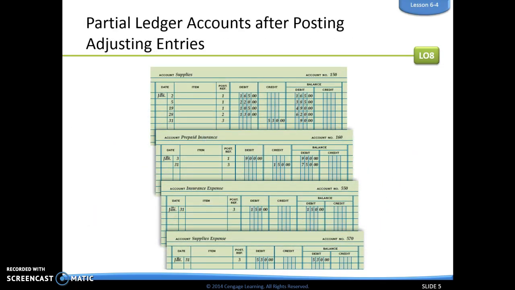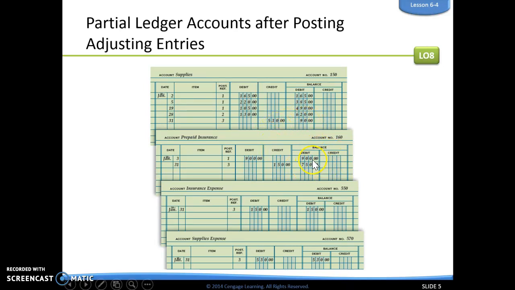Here they're showing us then what our ledger accounts are going to look like after we're done posting those adjusting entries. So when we look at supplies, notice how when we first did our worksheet, supplies said that we had a balance of $620. Now, after we've done that adjustment, our supplies now show what they should, that we have $90 worth of supplies.